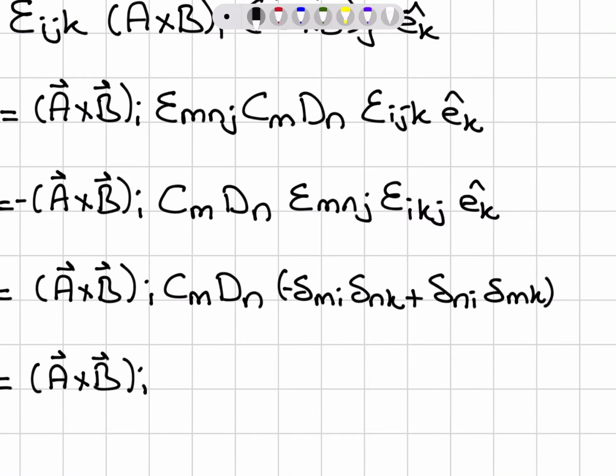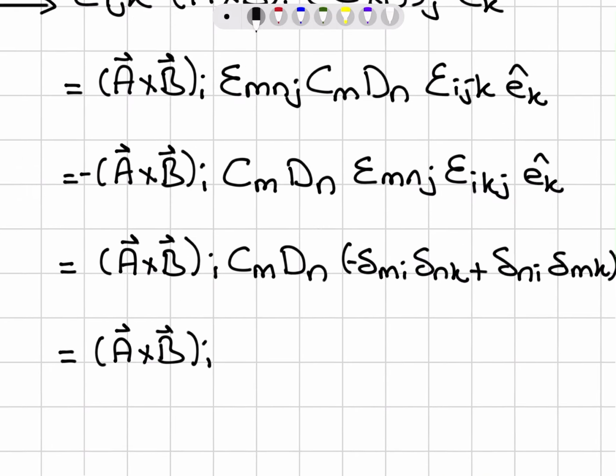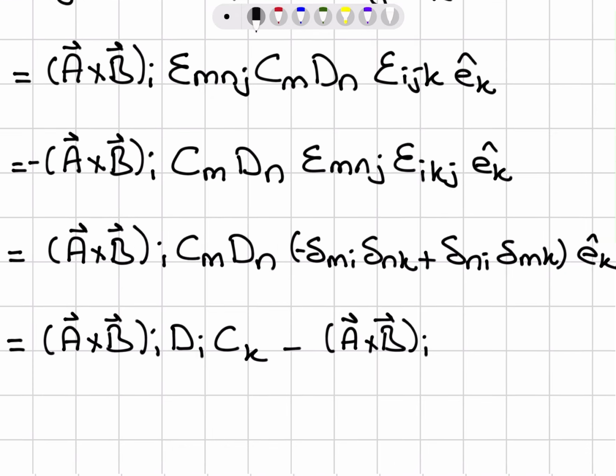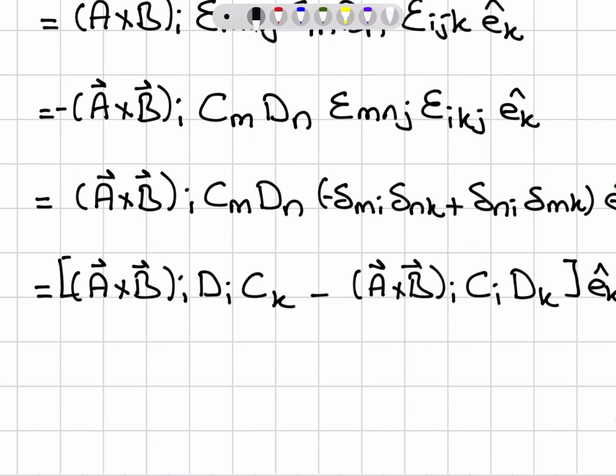So this is ek hat. So A cross B's ith component, Di Ck, minus A cross B's ith component, where m's will be replaced by i, Ci Dk, and this is all in ek hat. Now you can see that we have here A cross B's ith component, Di, Ck, ek hat.